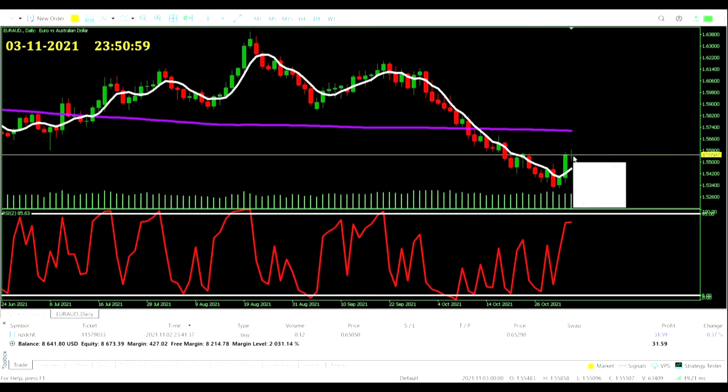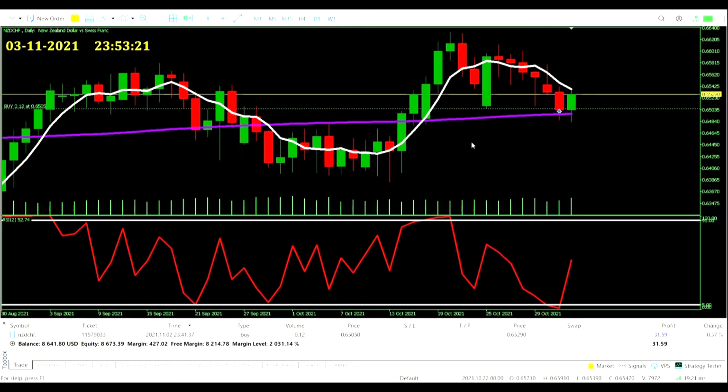Still hoping this Euro Australian dollar can climb. It's been pretty level today. We want one more green day that's pushing upward. Give us that sell signal. Okay, so no new entry signals for us.